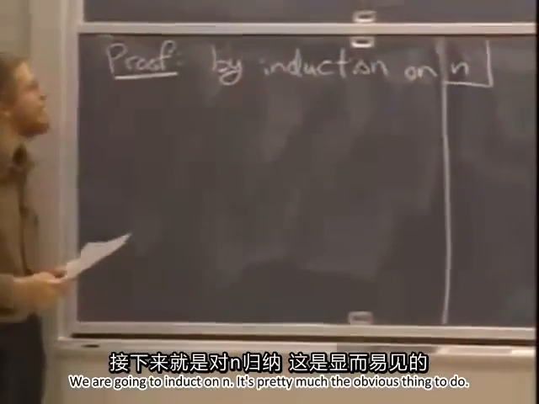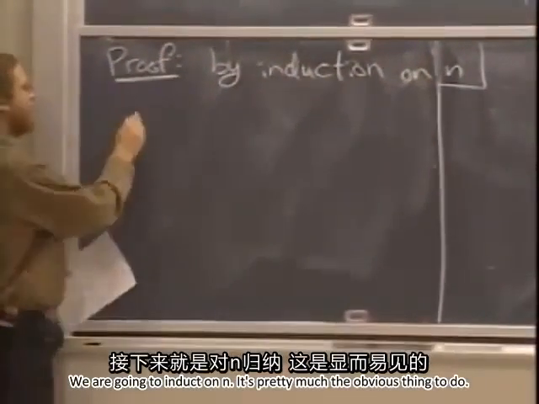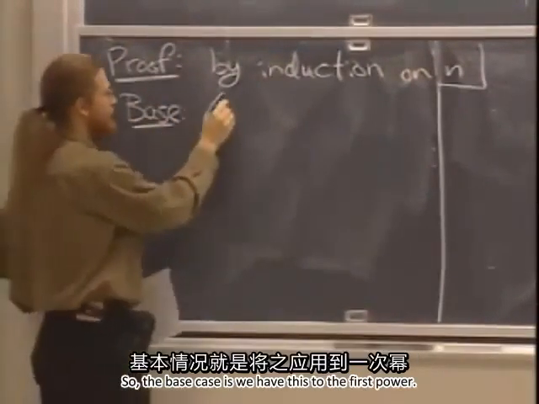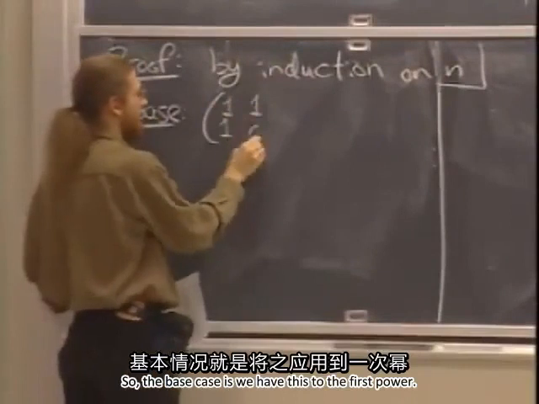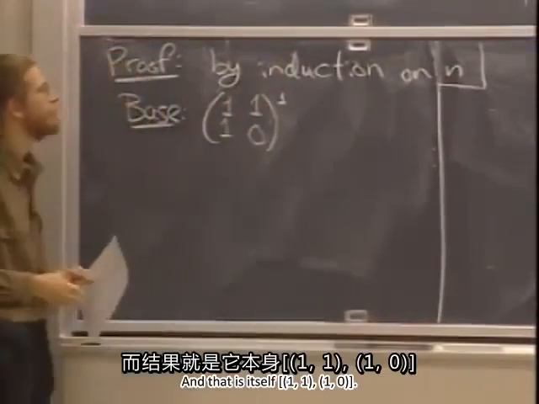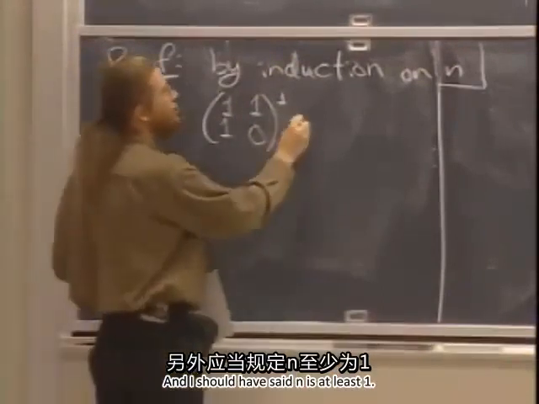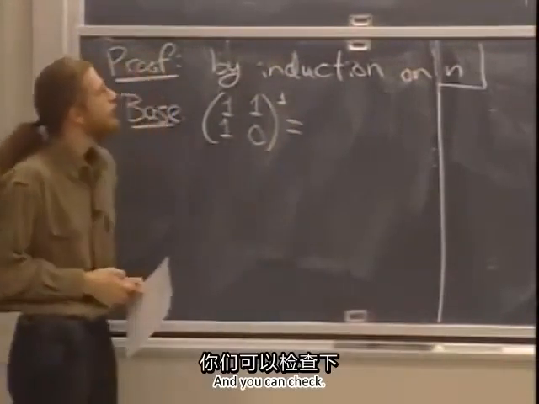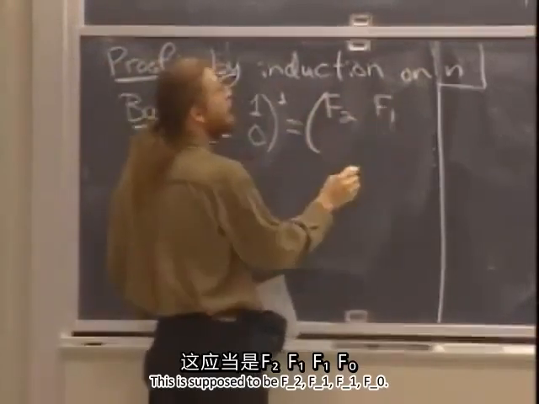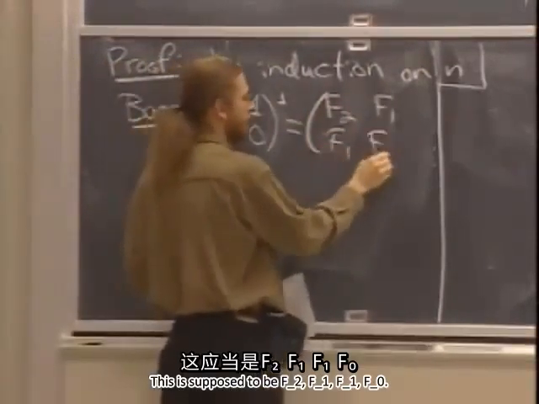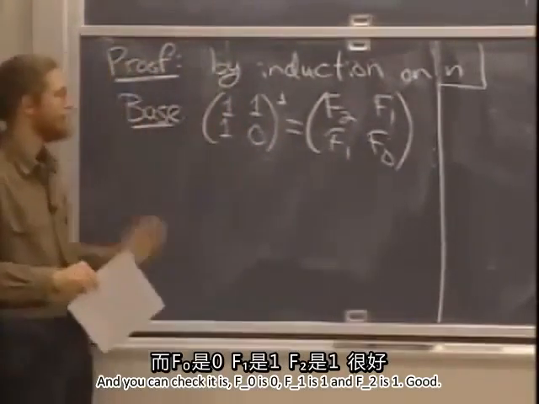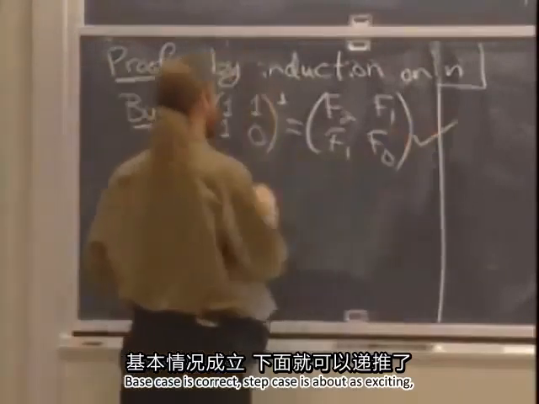So we're going to induct on n. It's pretty much the obvious thing to do. But we have to check some cases. So the base case is we have this to the first power, and that is itself, 1, 1, 1, 0. And I should have said n is at least 1. And you can check that this is supposed to be f2, f1, f1, f0. And you can check it is. f0 is 0, f1 is 1, and f2 is 1. Good. Base case is correct.